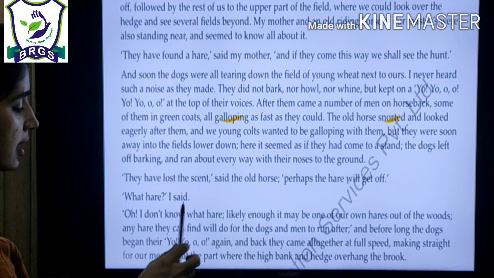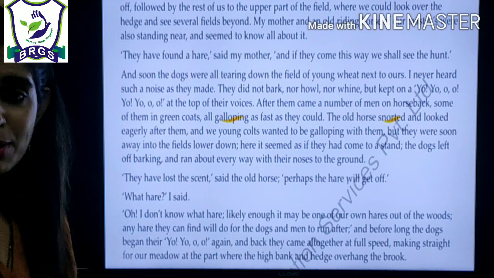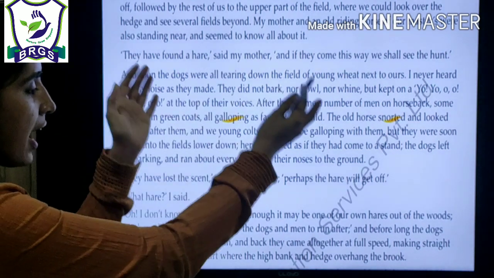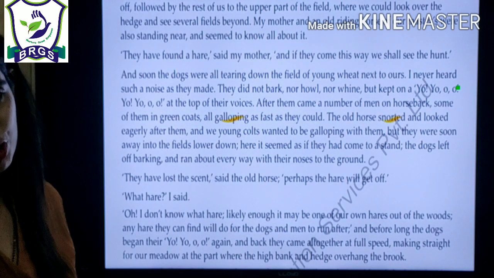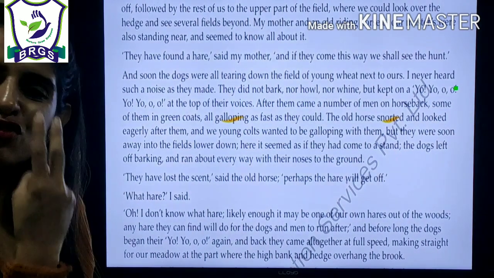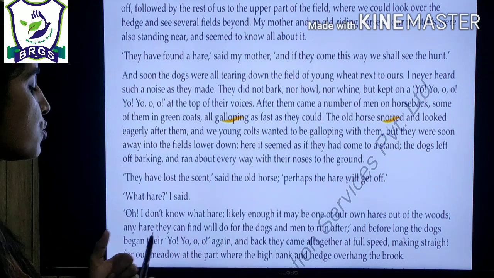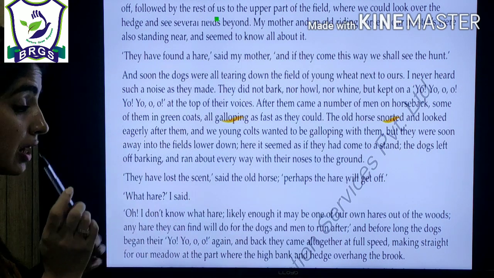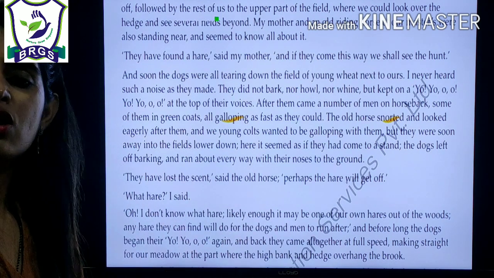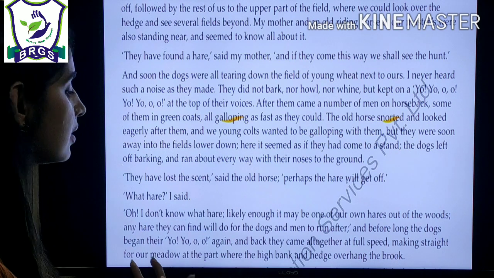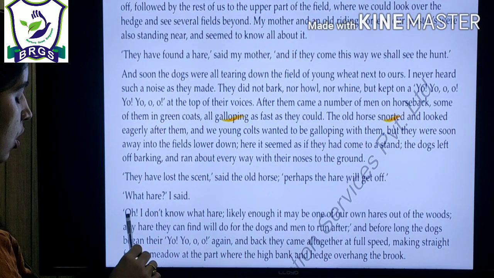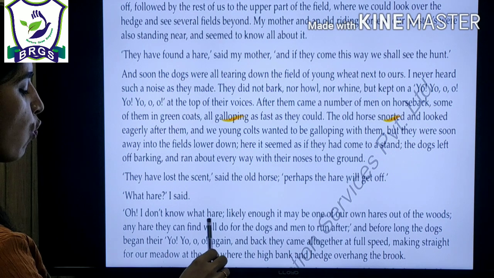"What hare?" I said. Now Black Beauty was asking. Everything has happened, and now Black Beauty was asking what happened. Actually, he was only 2 years old now. That's why he was not able to watch everything. So that's why he was asking now, what hare? Which rabbit? "Oh, I don't know what hare."